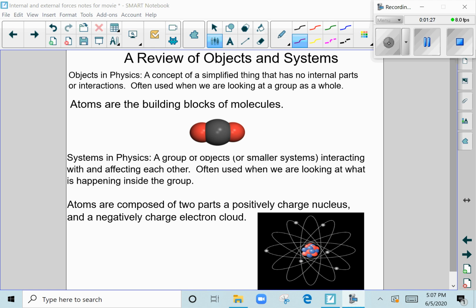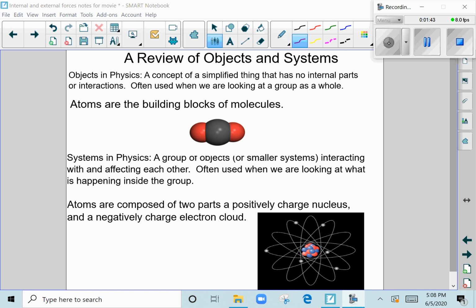So again, an object is a simple concept that we have. They don't really exist, but it's an oversimplification of a bunch of different things where we can view the group as one single entity that has no interior, and it's really simplistic to work with.